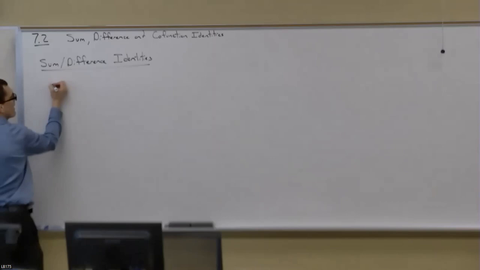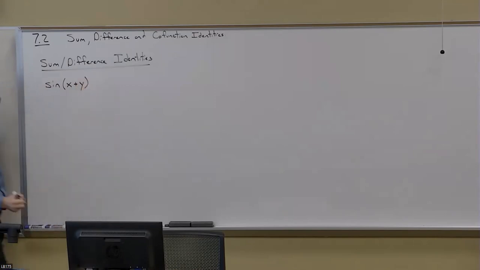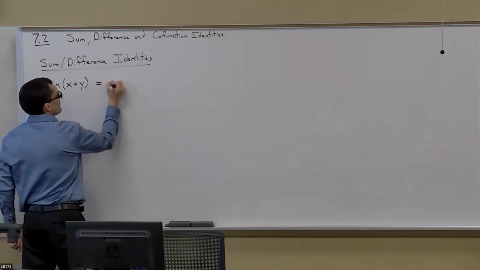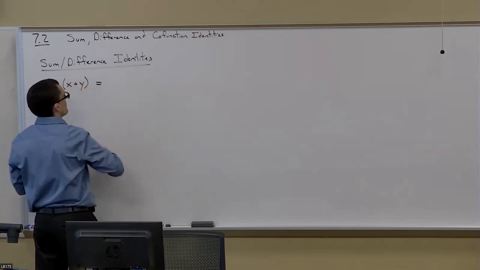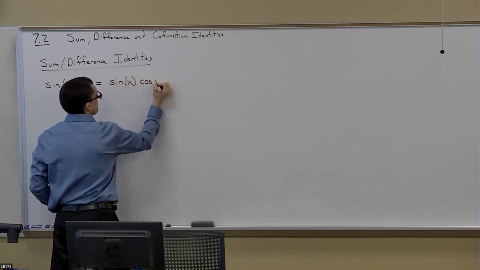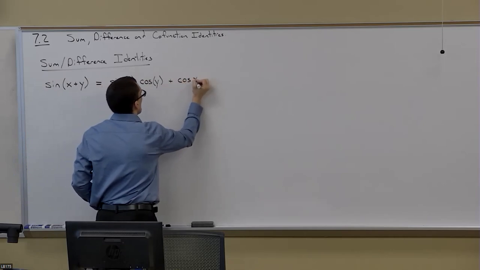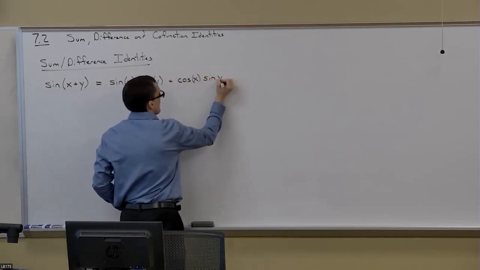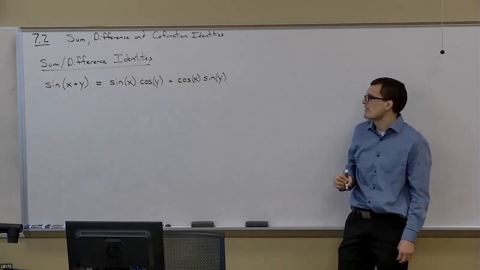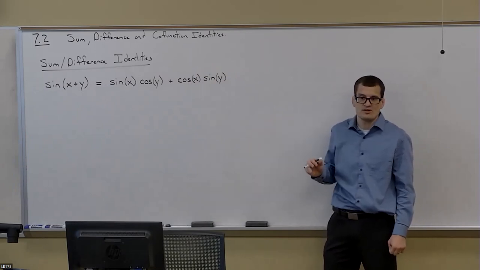So the first one says if we have the sine of two things added together, we'll say sine of x plus y, then that can be rewritten as the sine of x multiplied times the cosine of y plus the cosine of x times the sine of y. That's a really weird identity, isn't it? Really crazy looking identity.